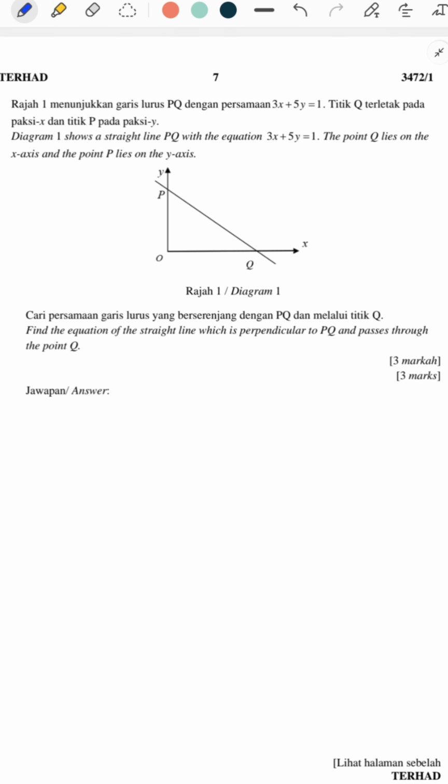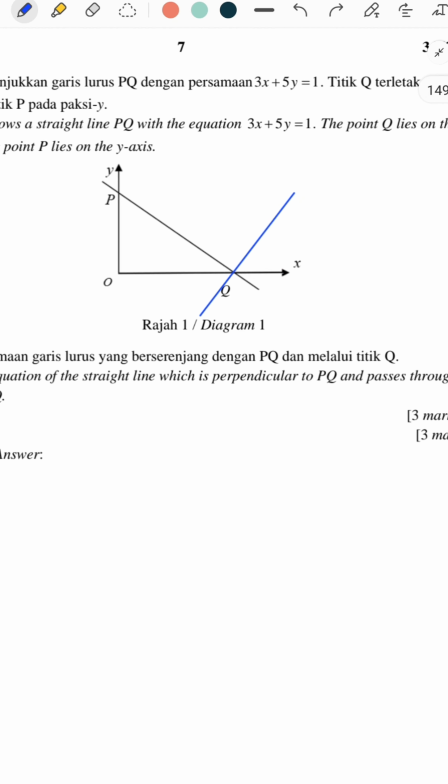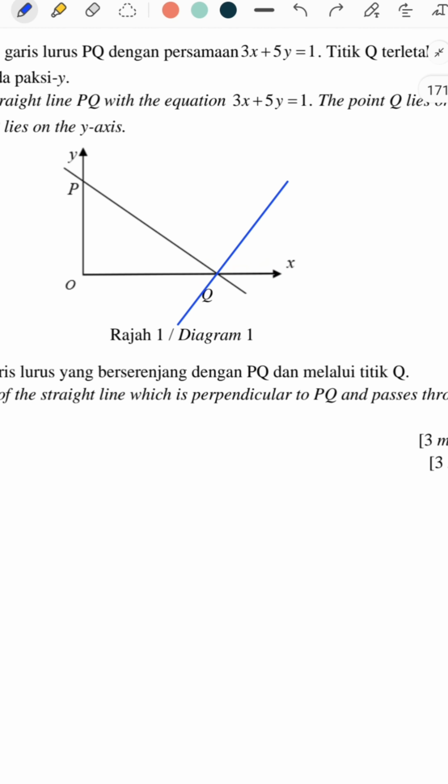Okay, when they mention perpendicular, you have to know that when your line intersects PQ, it should be 90 degrees. And they also mentioned that it passes through point Q. So your line is going to look something like this. This line is perpendicular to PQ because this is 90 degrees, and it also passes through point Q. Okay, before you find your equation of the straight line that is perpendicular to PQ, you have two steps.